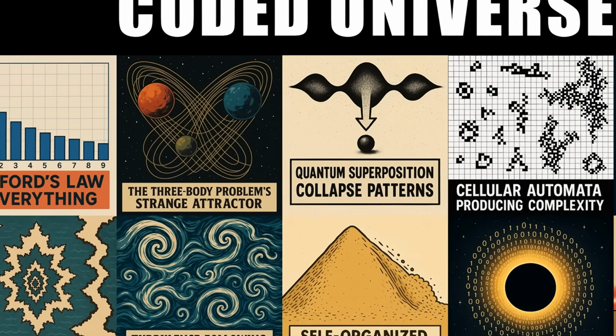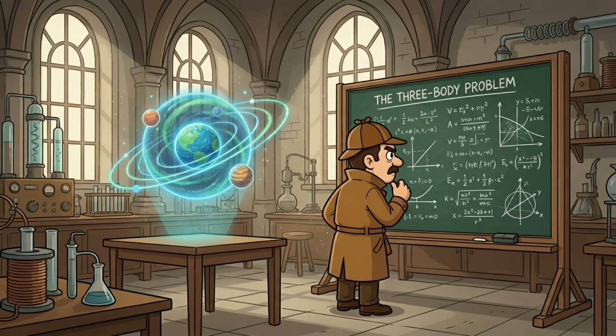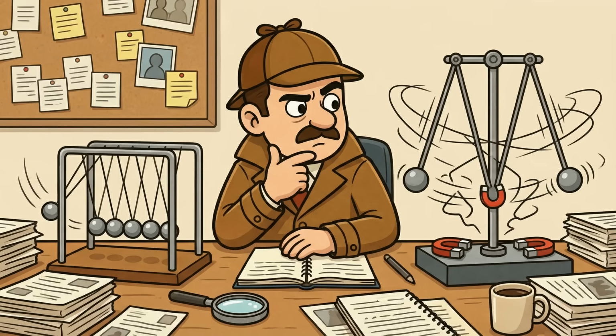The three-body problem's strange attractor. The three-body problem is a famous unsolved question in physics. Given 3 objects with mass attracting each other through gravity, predict their future positions. You'd think this would be solvable. We can predict 2-body systems perfectly, so adding one more object should just make the math more complex.